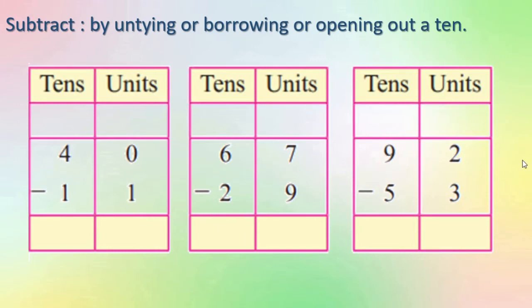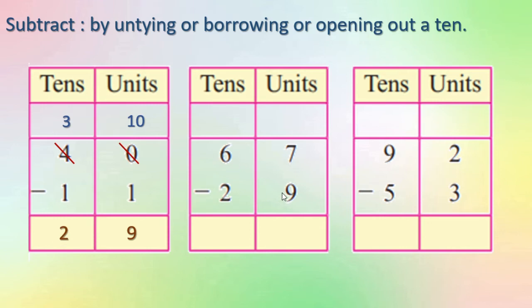Here this is from your textbook. Subtract by untying or borrowing or opening out a 10. Okay. Now here 0 minus 1 is not possible, right? So you know what to do. Here 4 becomes 3 and 0 becomes 10, after untying 1 ten. So 10 minus 1 is equal to 9. 3 minus 1 is equal to 2. Yes. We'll move to the second sum.